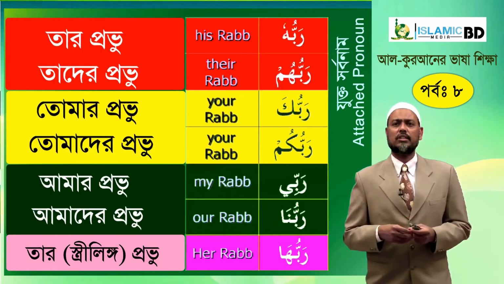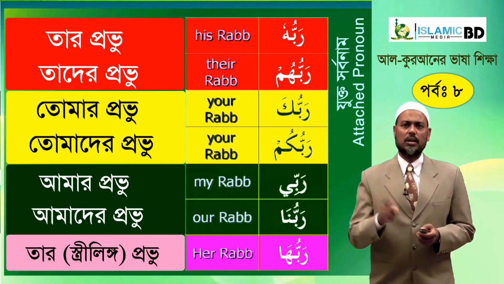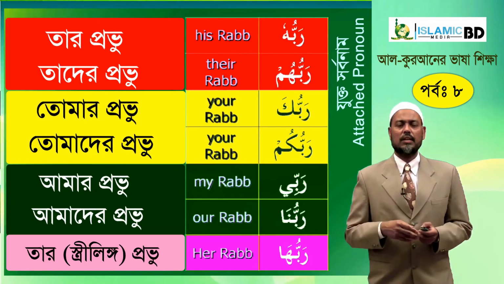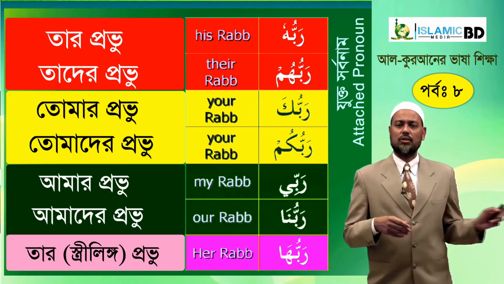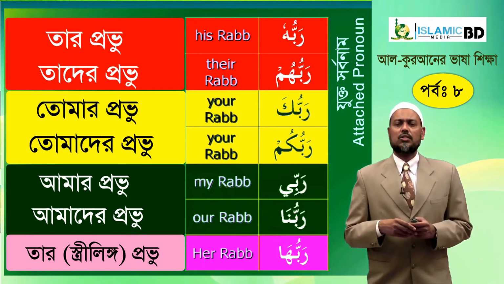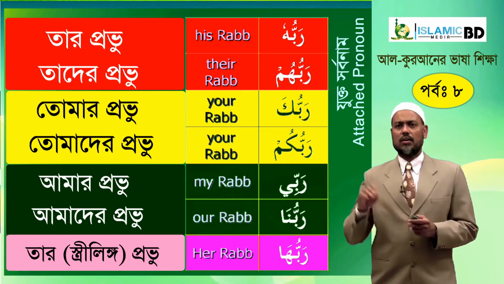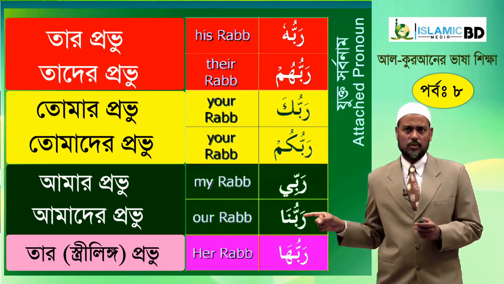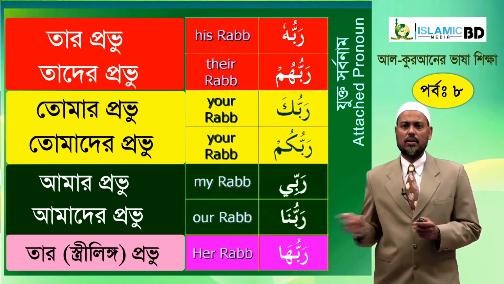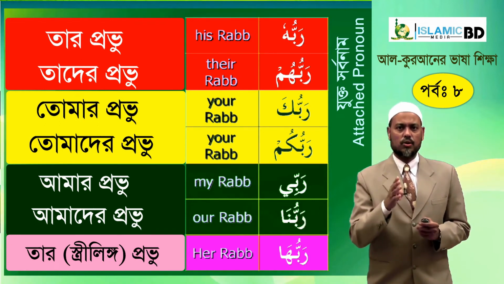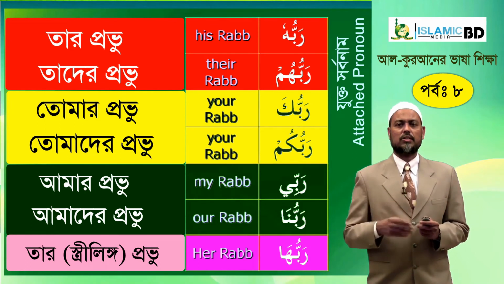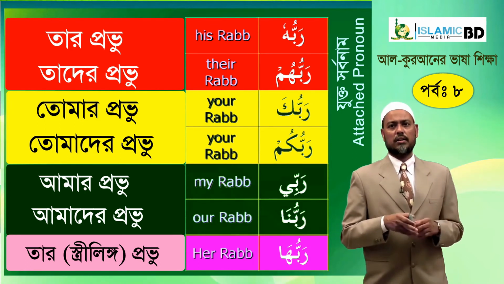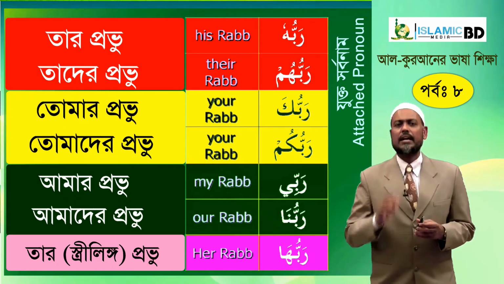MashaAllah. And also we have learned Rabbuhu, Rabbuhum, Rabbuka, Rabbukum, Rabbi, Rabbuna. That is his, their, your, my, and our. And also Rabbuha, her. So can you translate? Rabbuhu, his Rabb. Rabbuhum, Rabbuka, Rabbukum, Rabbi, Rabbuna, MashaAllah. And Rabbuha, her.